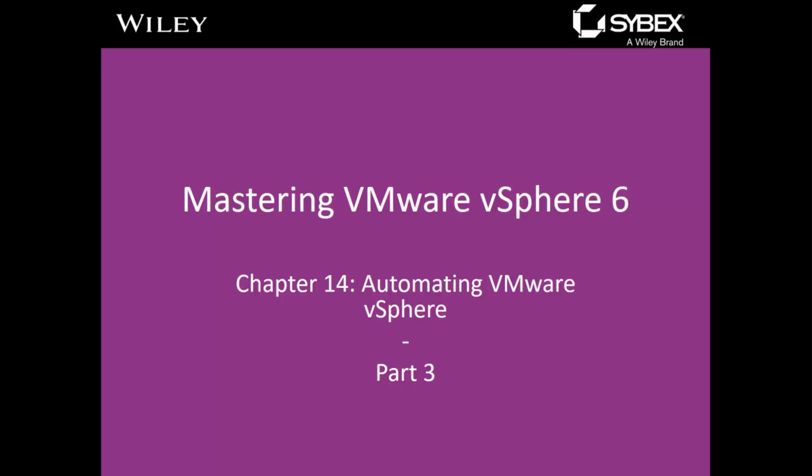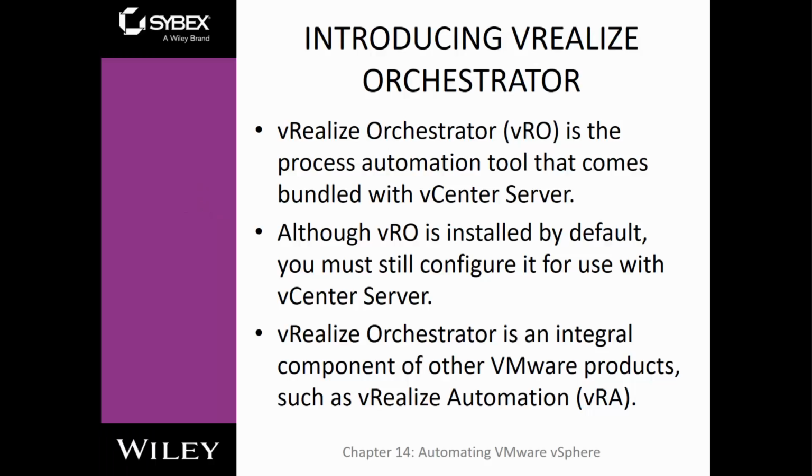Moving on is into vRealize Orchestrator. vRealize Orchestrator, also called vRO, is a process automation tool that comes bundled with vCenter. Although it's installed by default, you still must configure it for use with vCenter. Most people do not do this. I don't even think that we have a lab doing this, but it's an integral component to other VMware products like vRealize Automation, which is a paid additional item.